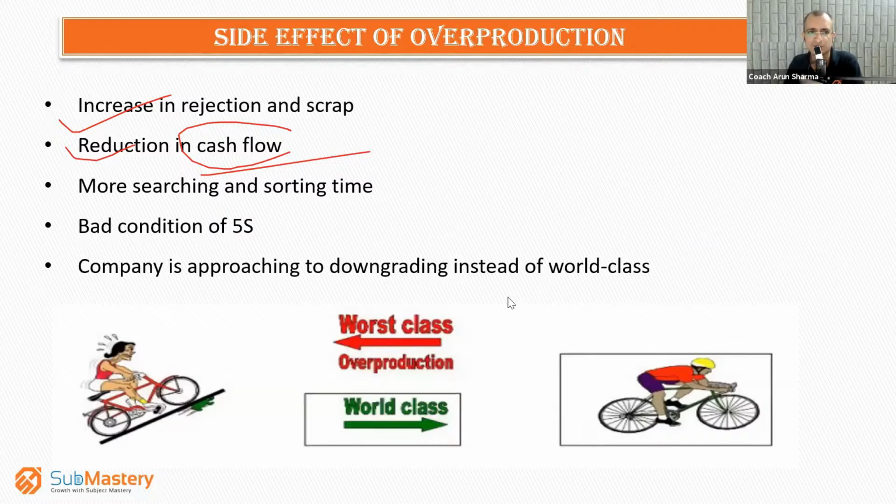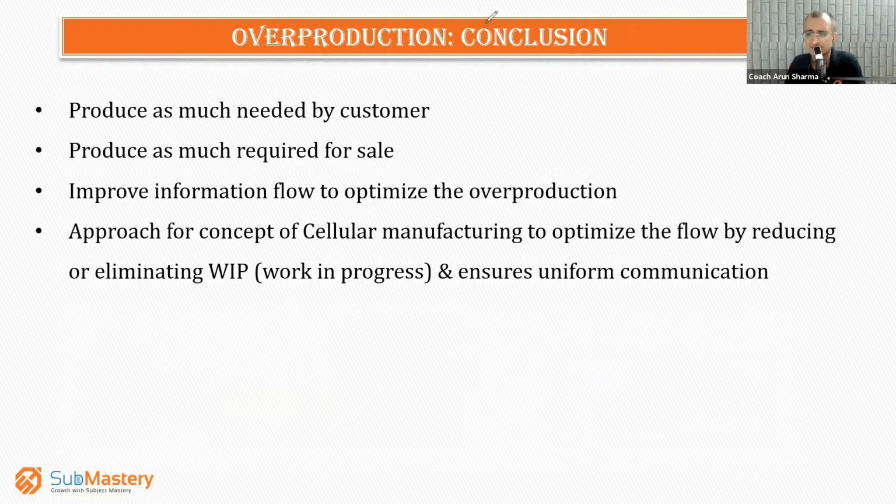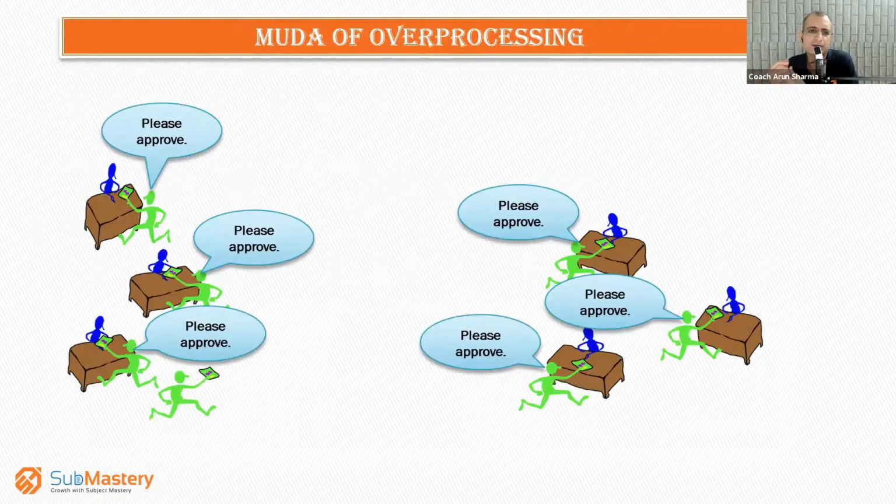Okay, so produce as much as is required, and which you can sell. Improve information flow, so you don't do overproduction. Approach for cellular manufacturing, optimize the flow, work in progress to ensure uniform conversion. So these are some of the ways through which you can have optimum production, as per the safety stock. It should not be behind that.